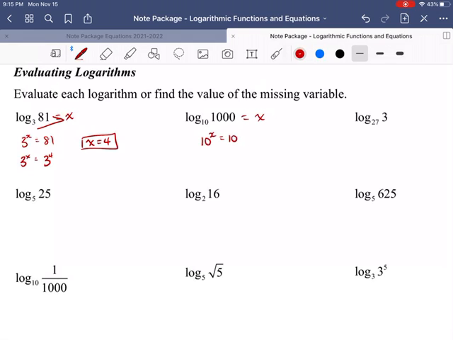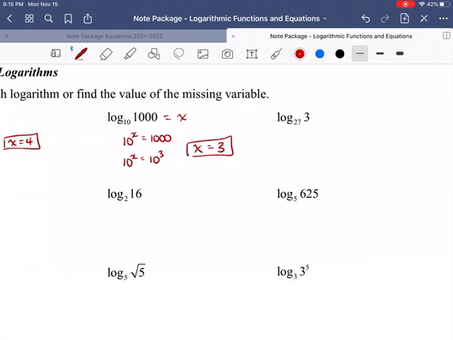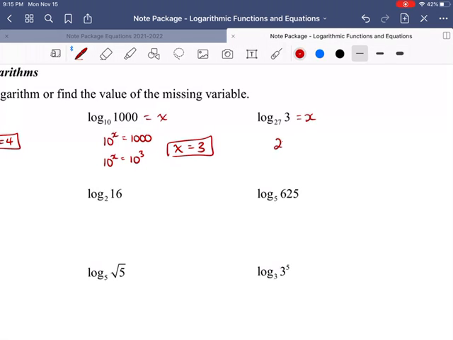10 to the x equals 1,000, while expressing things with the common bases. 10 to the x will equal 10 cubed. So therefore, x must equal 3. 27 exponent x is equal to 3. So common bases, we get 3 to the 3x is equal to 3 to the 1. Therefore, 3x must equal 1, and x equals 1/3.